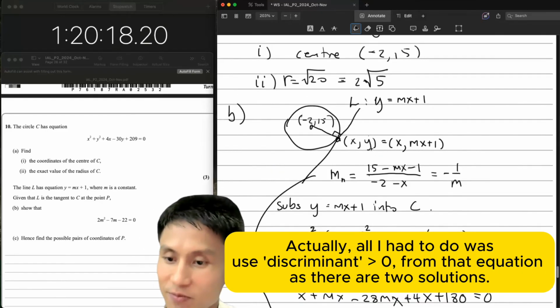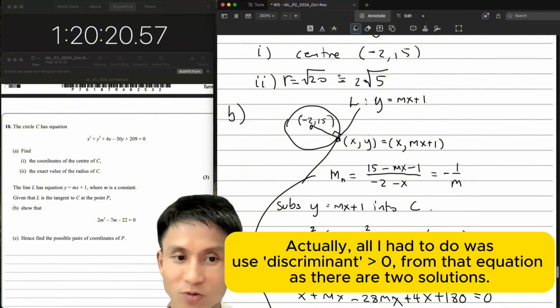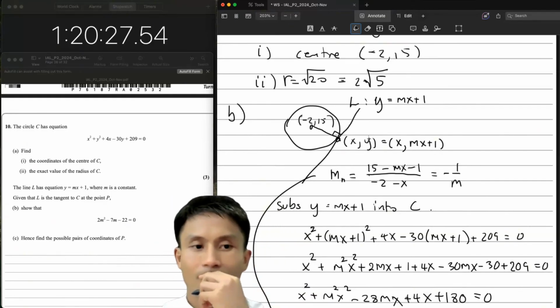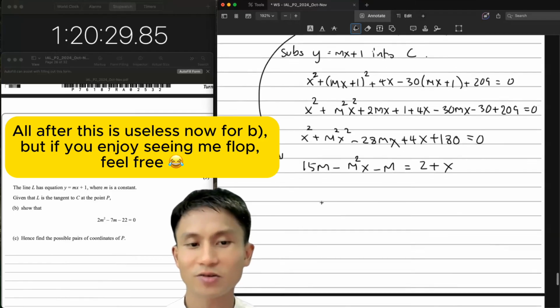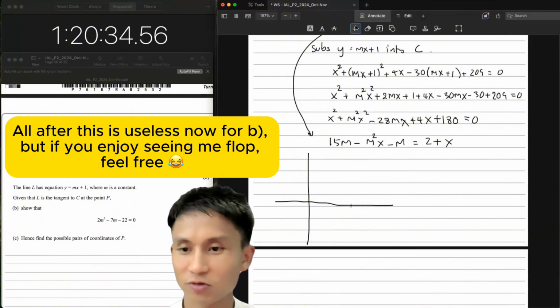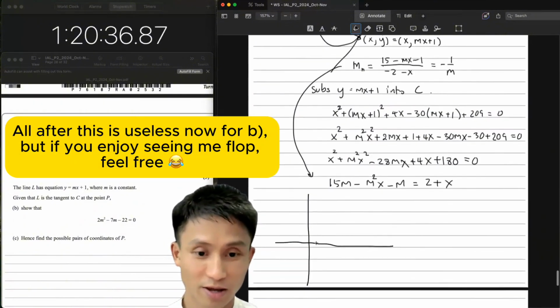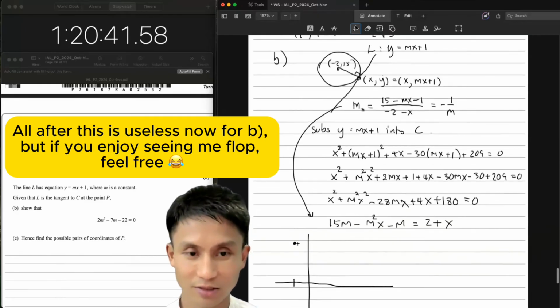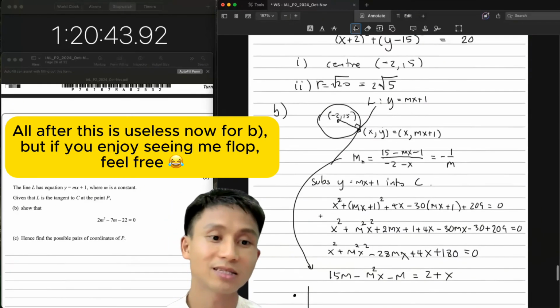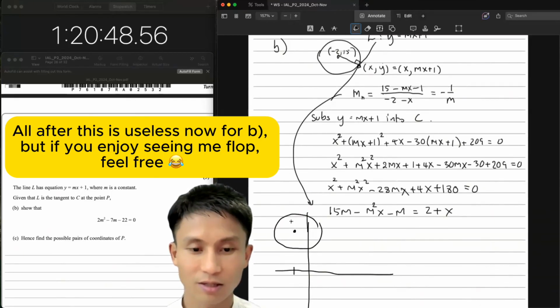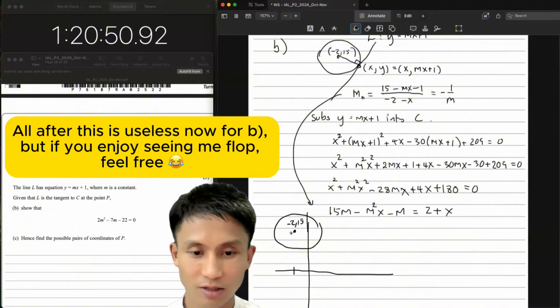Tangent to C at P. Hence find the possible pairs of coordinates. I think I need to use a bit more imagination. I didn't think about the graph at all. Let me try to draw a graph. So we have minus 2 here and 15 up here, and that's the center. Because the radius is a little bit more than 2, I'm going to draw my circle like this. This is minus 2, 15.